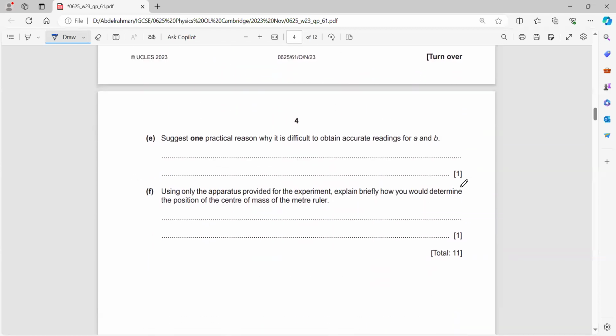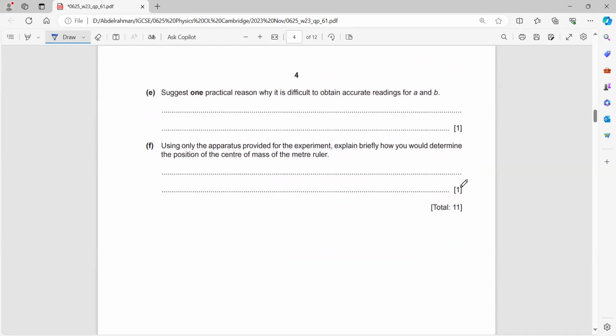Moving on. Suggest one practical reason why it is difficult to obtain an accurate reading for A and B. Again, we need to remember the difficulties that we faced while balancing the ruler. I told you you have around 4 or 5 difficulties. They are the same difficulties, guys. I always tell you I have the same difficulties for all of the experiments. But one of these practical reasons, why is it difficult to obtain measurements for A and B?